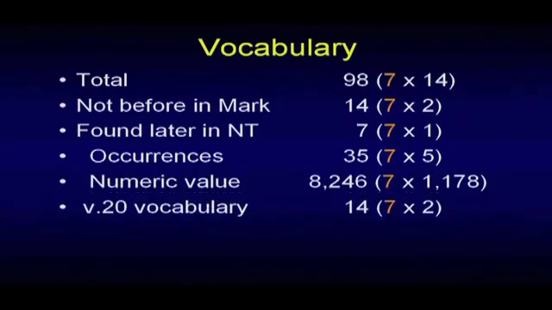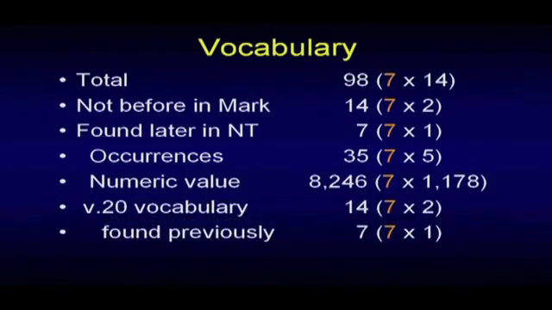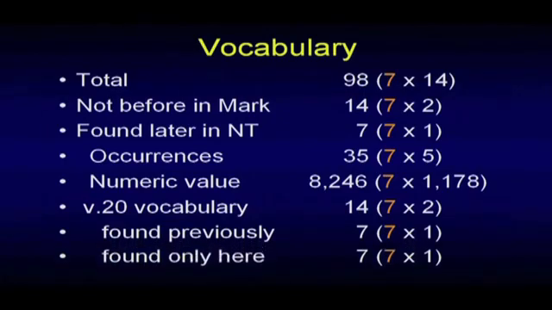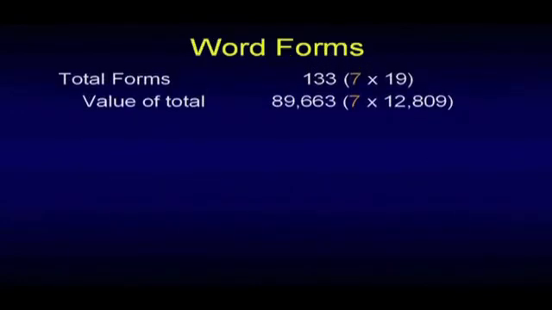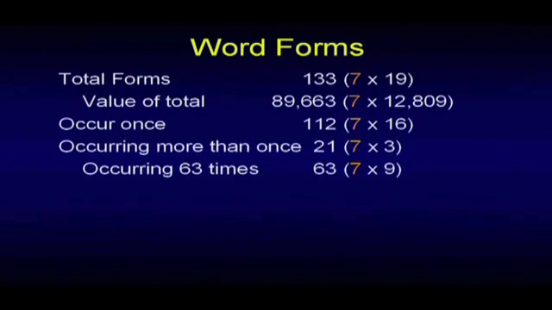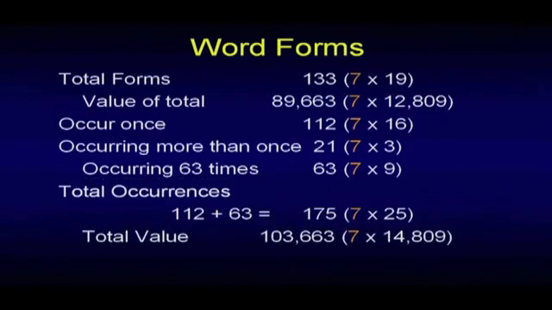The vocabulary in verse 20 is a multiple of 7 exactly. The vocabulary found previously is a multiple of 7 exactly. Found only here, multiple of 7. Word forms. Total forms, 133. The value of the total of those is a multiple of 7 exactly. Those that occur once is a multiple of 7 exactly. Those that occur more than once is a multiple of 7 exactly. Occurring 63 times is again a multiple of 7, and on it goes. Total occurrences is a multiple of 7 exactly. The total value of the letters is a multiple of 7 exactly.